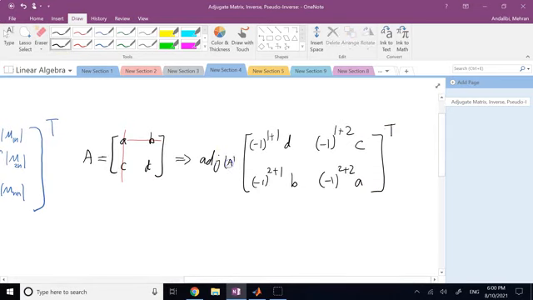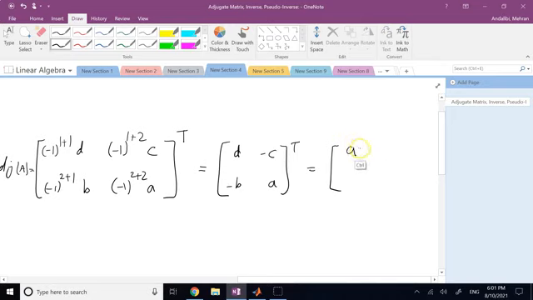So it is going to be A, D, A, -B, C, correct? Exchange the rows and the columns. Okay, D, -B, -C, and A.